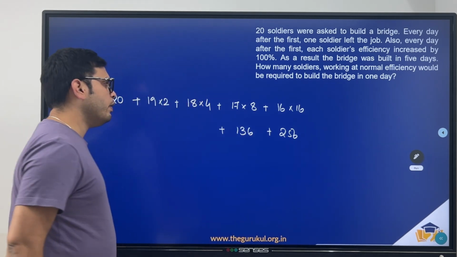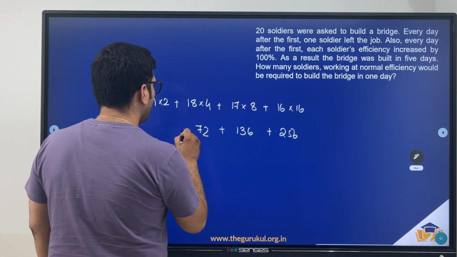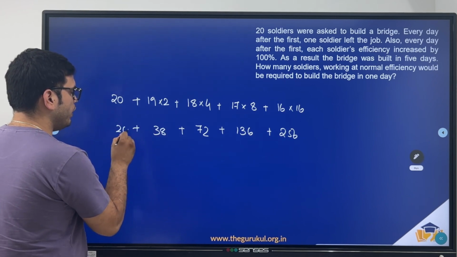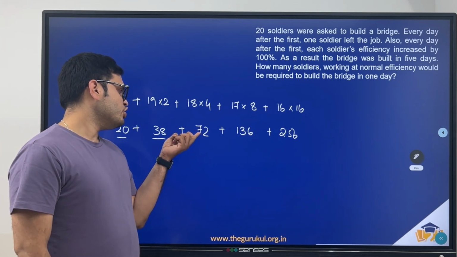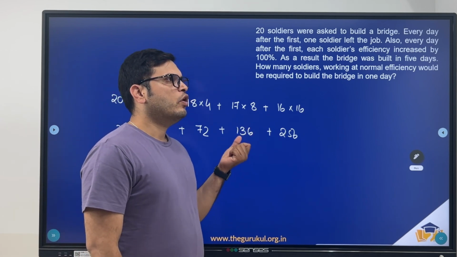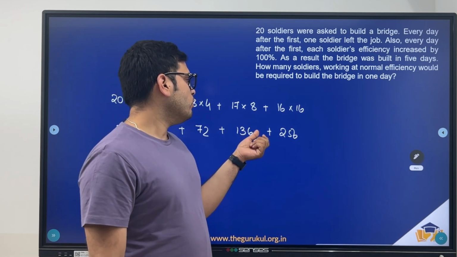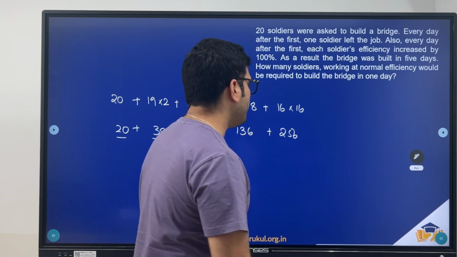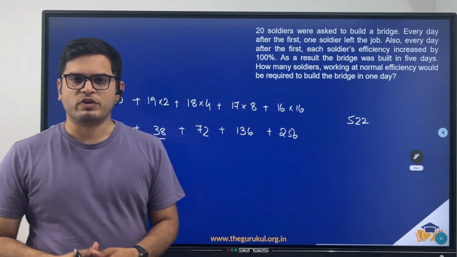136. Now 18 into 4, which is nothing but 36 into 2, 72 plus 19 into 2, 38 plus 20. So this is 58. 58 plus 2 is 60. 60 plus 70, 130. 130 plus 136. 130 plus 130, 260 plus 6, 266. Now 266 plus 256, 520. 520 plus 2, 522 should be the answer to this question.